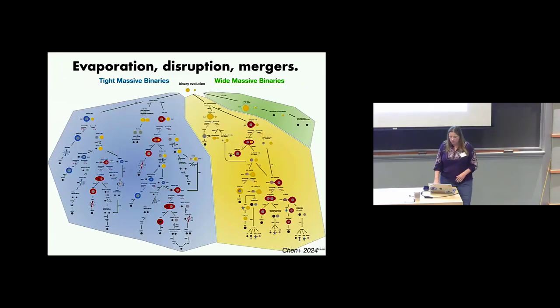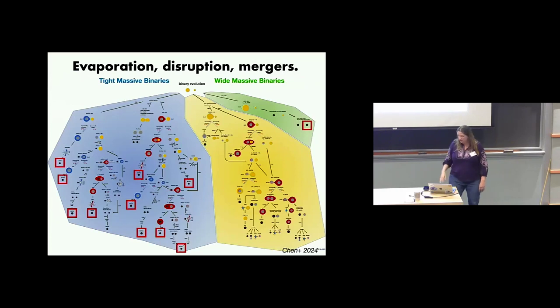I really like this cartoon by Chen et al. in 2024. It shows you how all of the isolated black holes are formed, at least in cartoon form. You're not meant to read this because it's a mess. All of the wide massive binaries are in the green zone. All of the tight massive binaries are on the left in the blue zone. But all of the red boxes that I've highlighted show you where an isolated black hole became isolated and a black hole. Unfortunately, as simple as we would like isolated black holes to be, they had a complex history. And understanding that history is part of the reason we're all here.